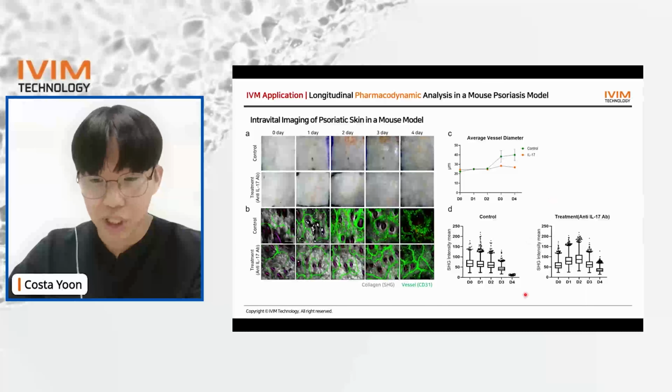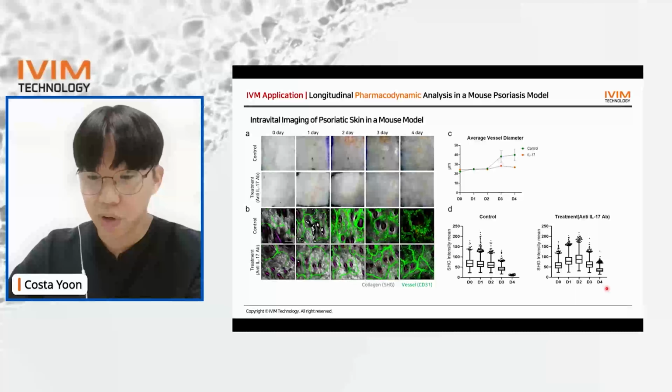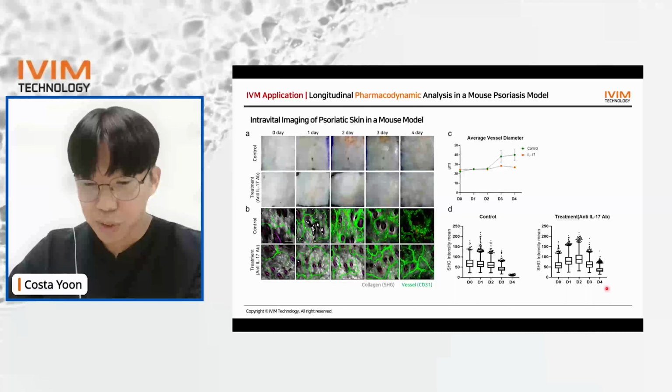We also evaluated changes in the collagen-associated SHG signal. In the control group, the SHG signal gradually decreased as psoriasis progressed. In contrast, the signal declined more slowly in the treatment group. Because SHG signals are typically strong in the collagen-rich dermis, this result suggests that suppression of the immune response may have reduced inflammation-associated disruptions of the extracellular matrix.